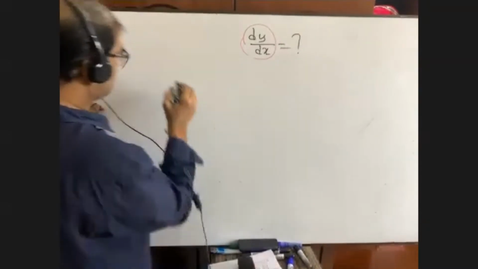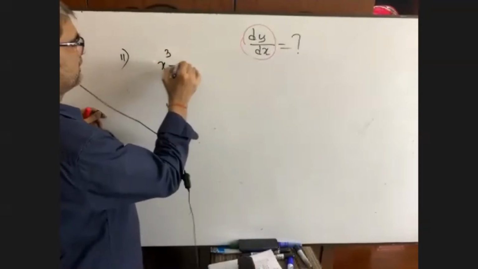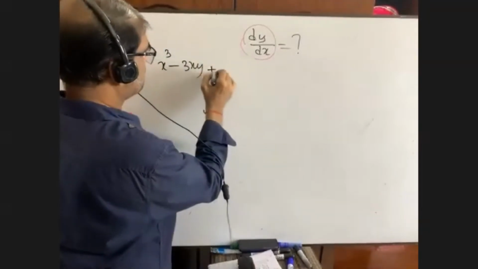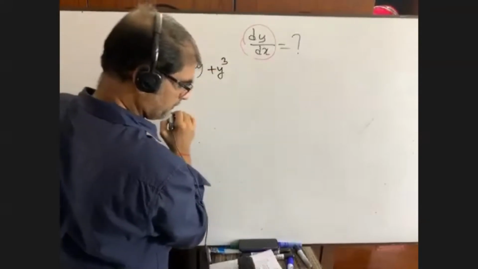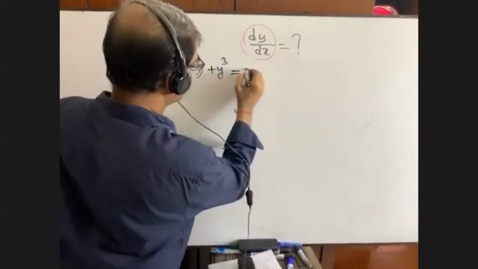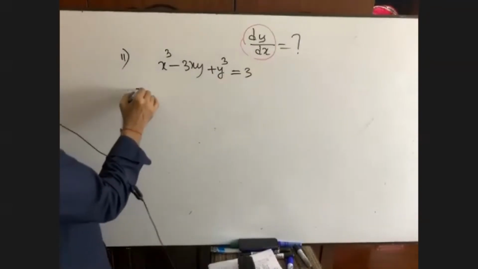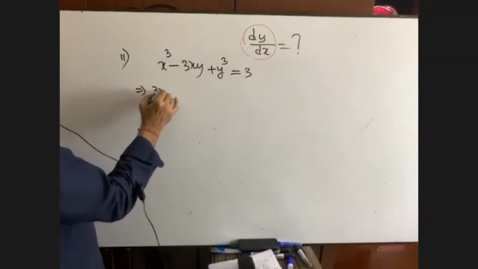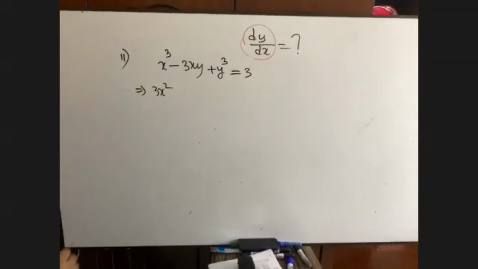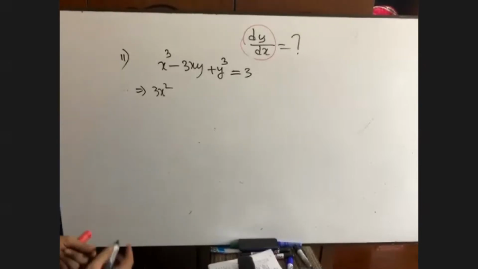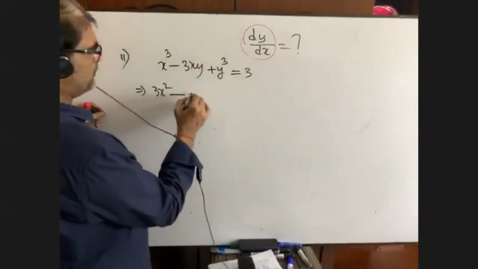Okay, you see, another math I'm going to do, question number 2. X cube minus 3xy plus y cube is equal to 3. Can you do it? It is what? 3x square? Talk to me. What is the differentiation of x cube? 3x square? Hello, everybody. Yes, sir.